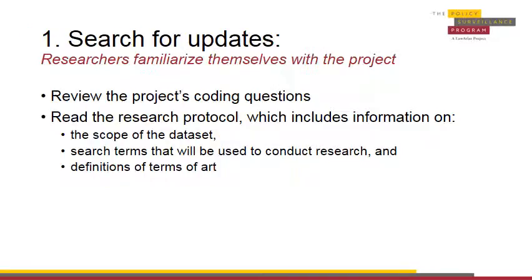The first step in tracking and updating the law consists of searching for updates. Researchers should begin an update by familiarizing themselves with the project's topic and methodology. Even in situations where the researcher worked on the dataset's initial creation, it is useful for them to refresh themselves on this information to avoid objective errors while researching and coding. Researchers who are new to the project's topic should begin by reading the background memorandums that were written for the dataset. All researchers working on an update should also review the project's research protocol.